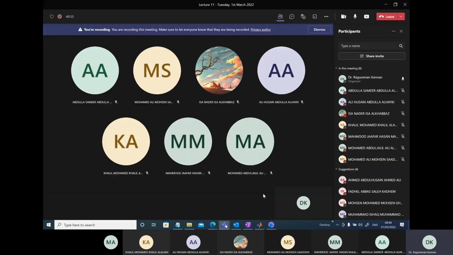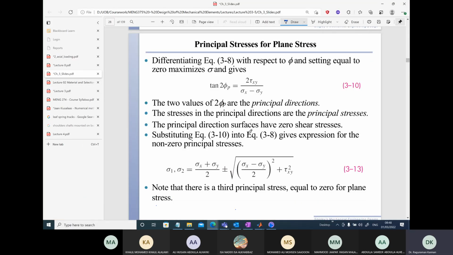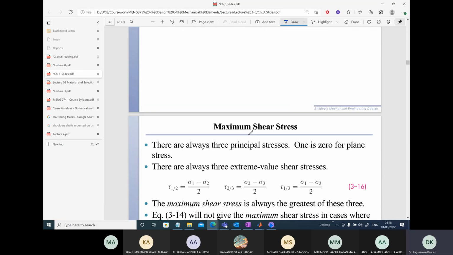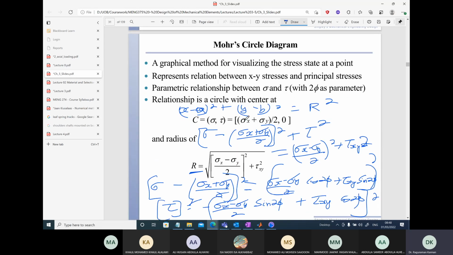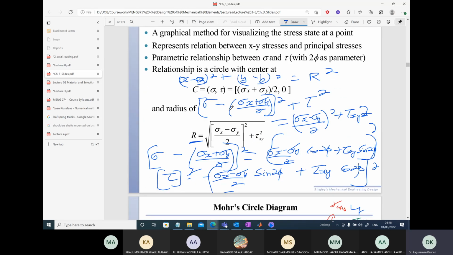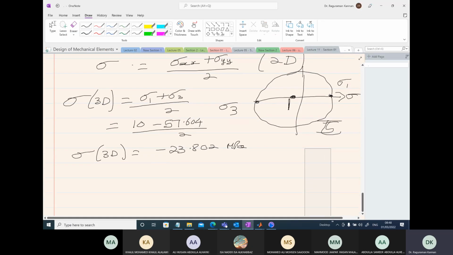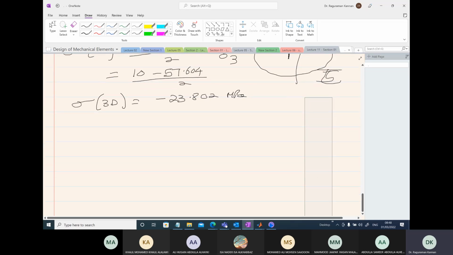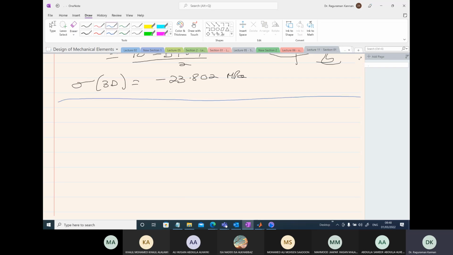Okay, so let's go now for the Mohr circle method. So the graphical method will be much more clear. We have gone through this formula for the 3D problem. Now I'm going to go to the Mohr circle method. So what is a Mohr circle? It is a graphical method where you can solve the same problems in a much more intuitive way.